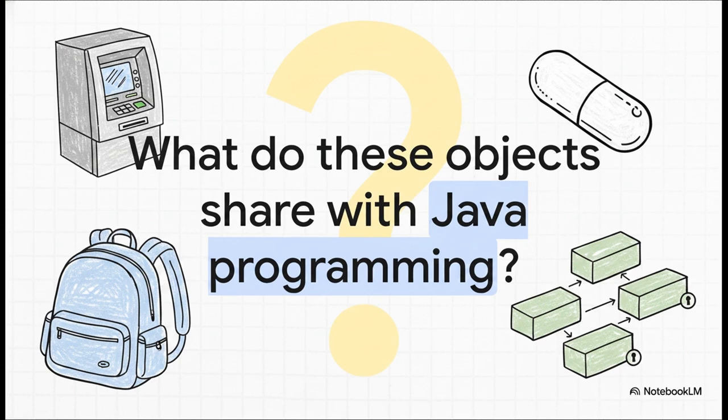What do an ATM, an everyday school bag, and a tiny medicine capsule have in common with Java programming? I know, right? Sounds kind of like the setup to a strange joke. But actually, these everyday objects hold the absolute secret to understanding solid system architecture. By the time we wrap up here, you're going to see exactly how the design of these physical items mirrors the exact way expert programmers write, well, practically indestructible code.